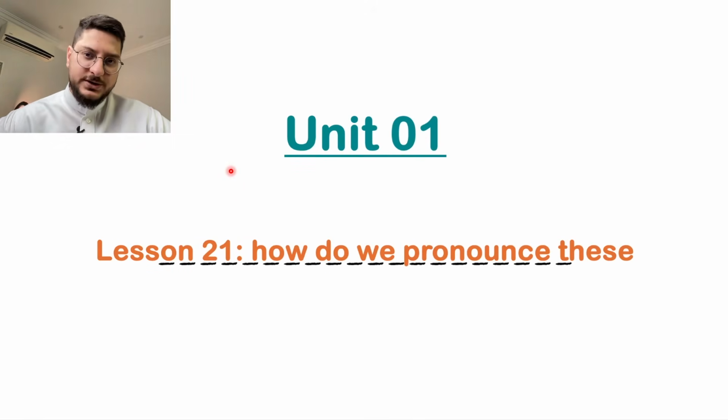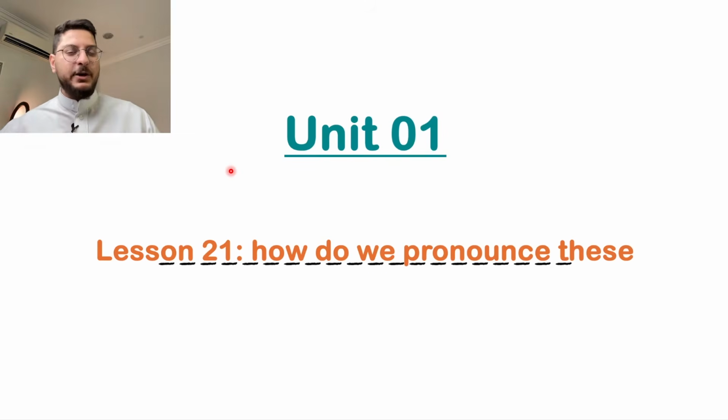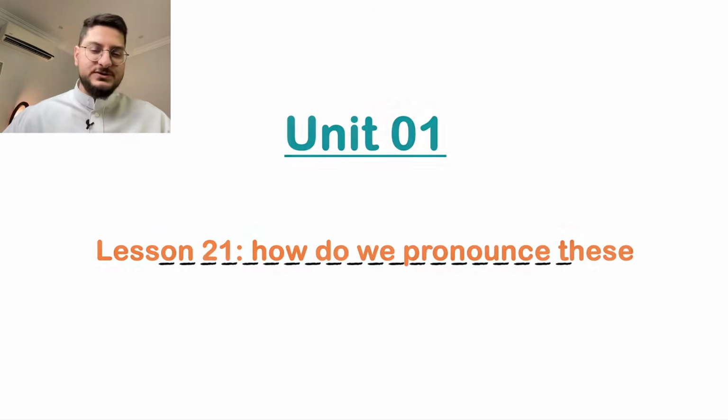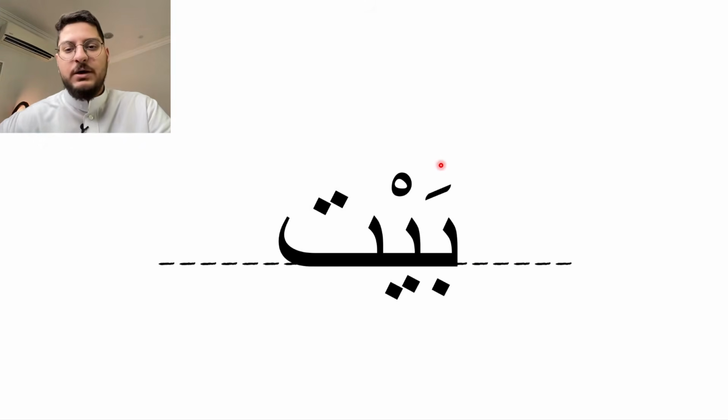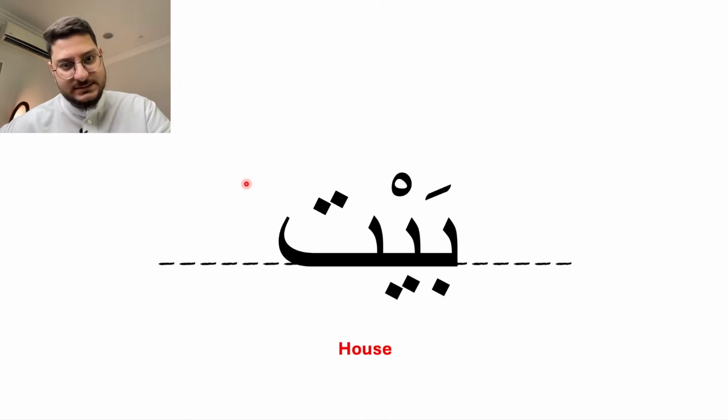However, there are some words that we have seen, but in our daily life we pronounce them slightly differently compared to the standard way that we have learned in this course. And in this lesson, we are just going to look at these words and see how we actually pronounce them. So let's start with this one. We have bait, and bait means a house, right? However, in our daily life, we say bait, and we're going to see a pattern now in a second.